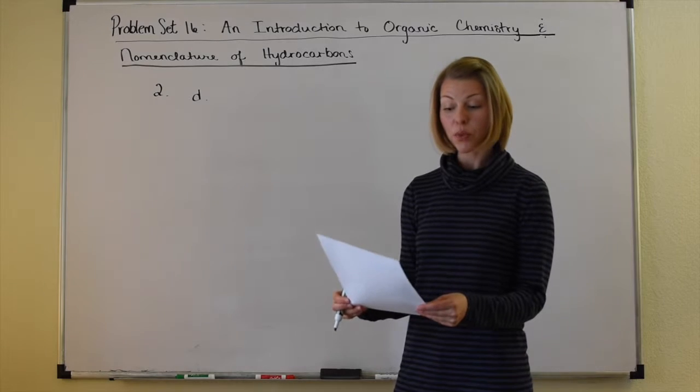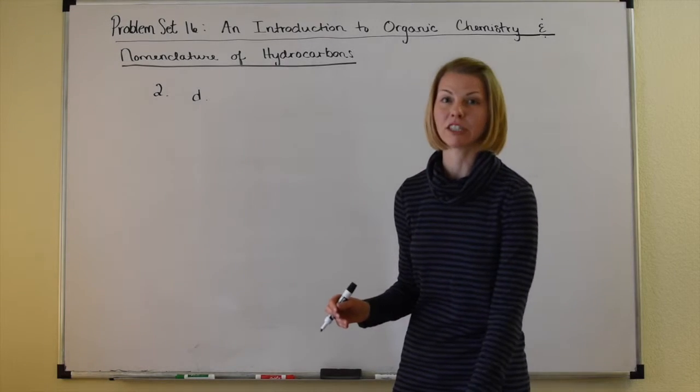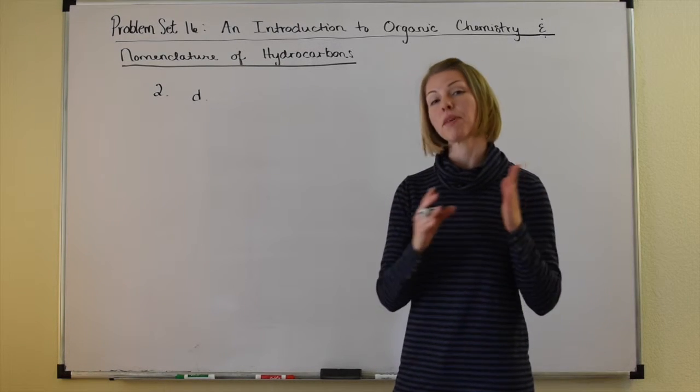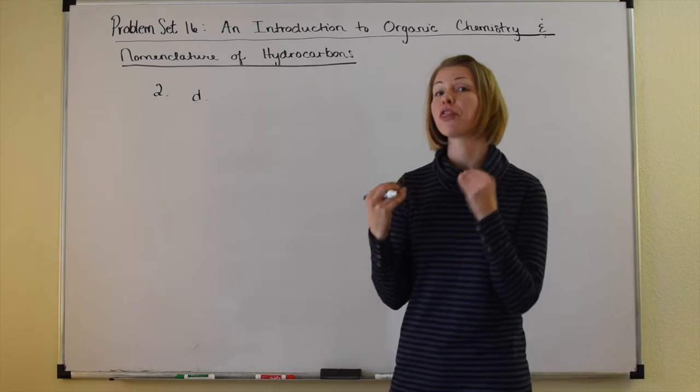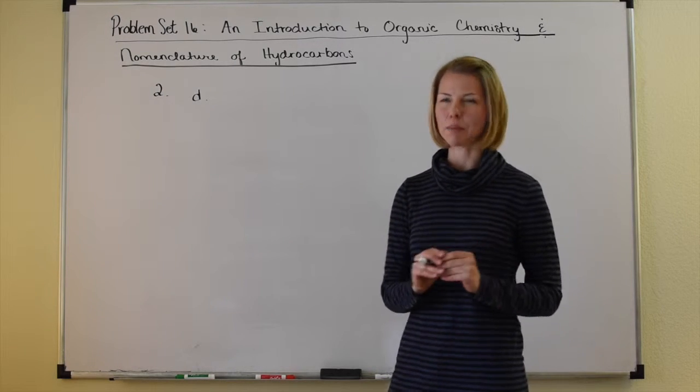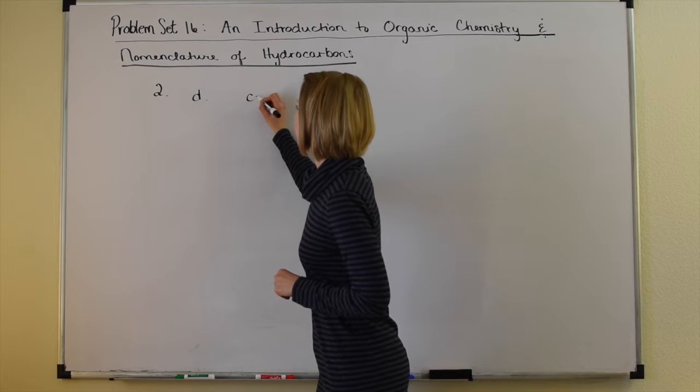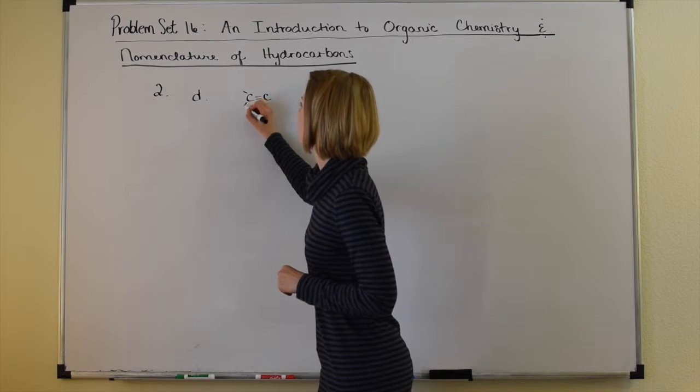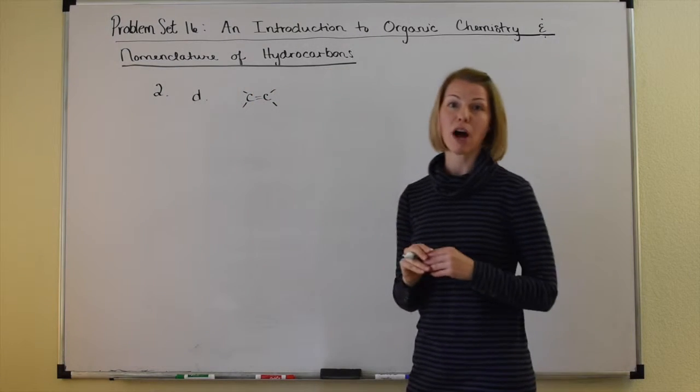Okay, D. 3-methyl-2-pentene. So very similar to the last one, except that that 1 carbon branch is going to be off of the 3rd position, not the 2nd position. So again, show your molecular geometry about the carbon-carbon double bond.